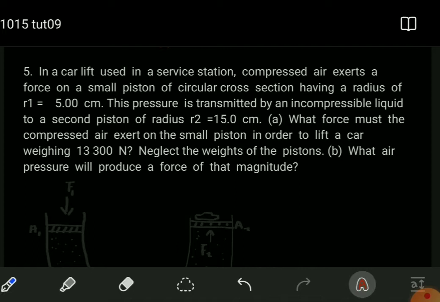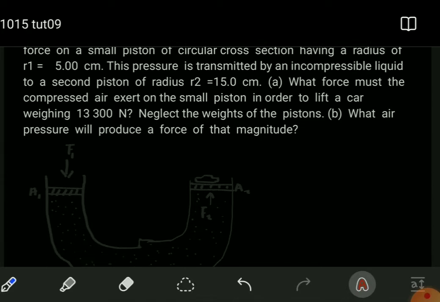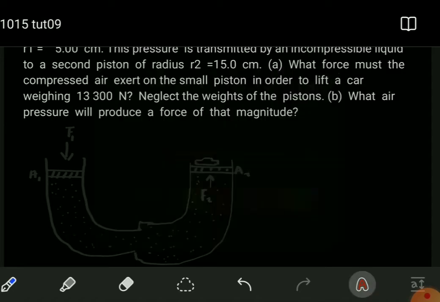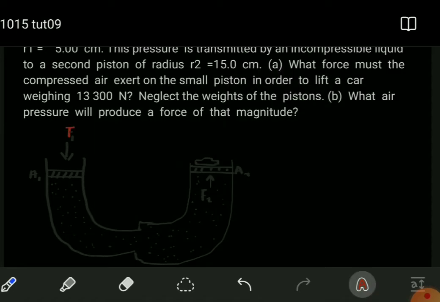So now we look at a system, a car lift in a service station. I made a model, a drawing of how it may look. Let me just shade it out. Hope it won't take much time. All right, so this is what we have.